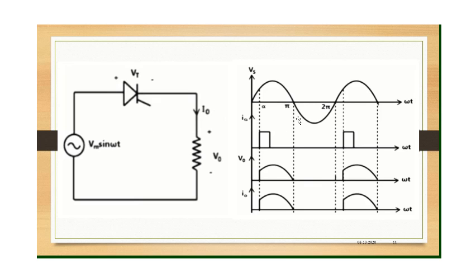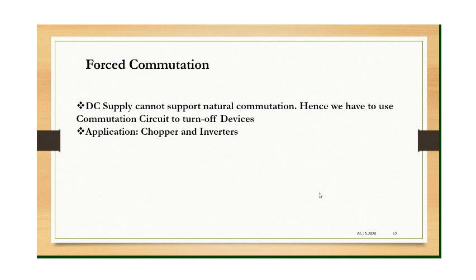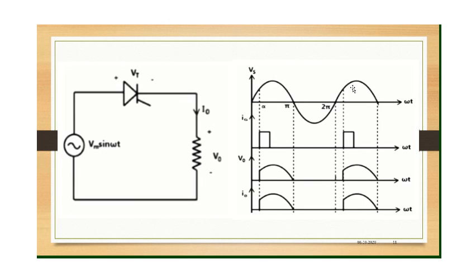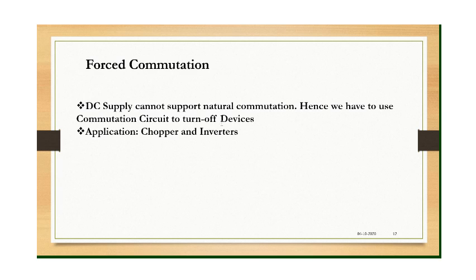Natural commutation is nothing but line commutation, where you are using the AC supply itself to turn off the device. All right. So the reverse voltage is turning off the device. Next, as I mentioned, you might ask, what if my input is DC? Okay, so DC you cannot use to turn off. You are aware of that because it will be constant in one magnitude. All right, so you cannot use it for natural commutation.